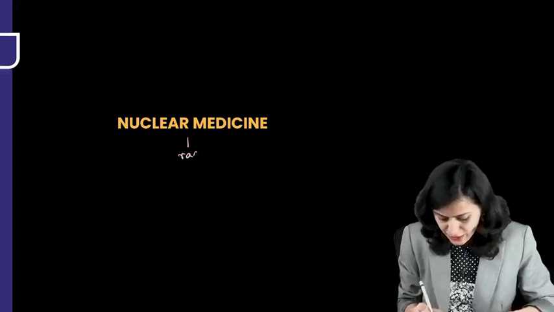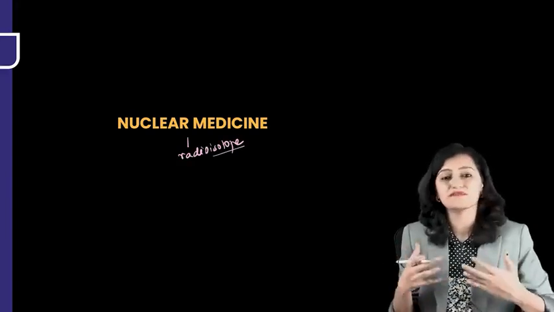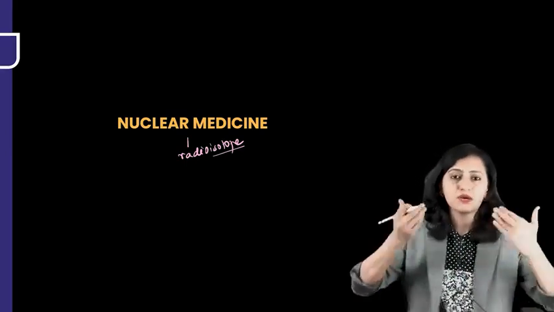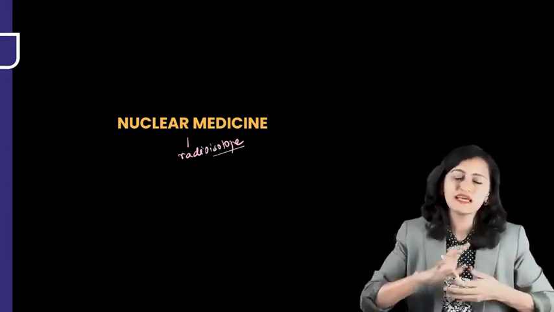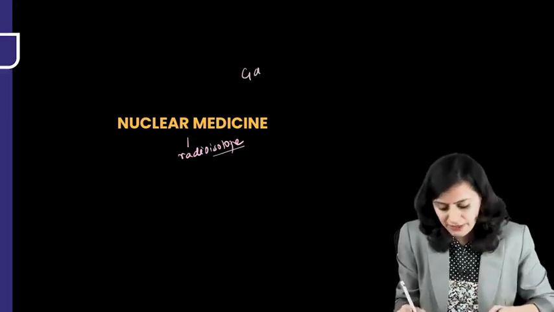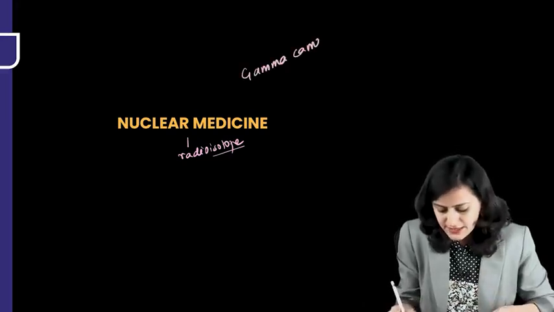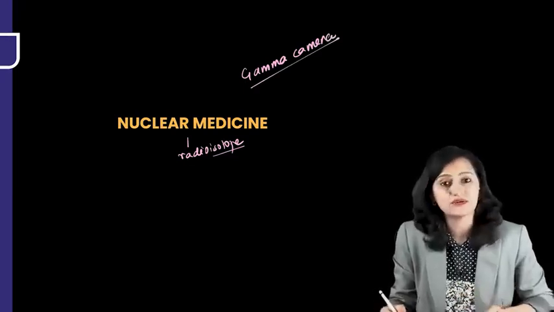Now, the common thing to all these modalities is that here we use a radioisotope. So, in nuclear medicine, the basis is that a radioisotope is used. That means an isotope which is radioactive, that means it is emitting radiation. We send this radioisotope into the body. From the body, it emits radiation, and that radiation is then captured by the detector, which is the gamma camera. So remember that in nuclear medicine, the detector used is the gamma camera, also called Anger's camera or scintillation camera.